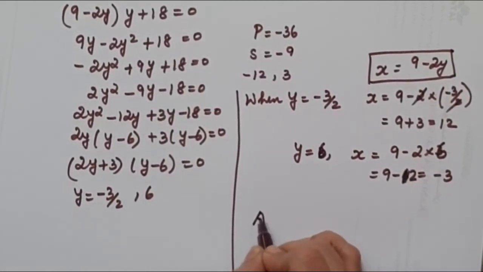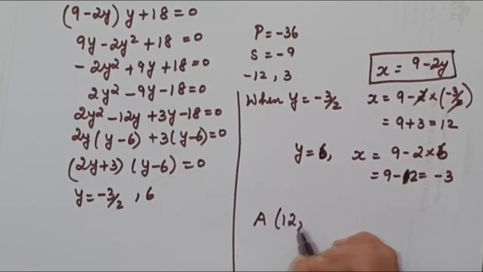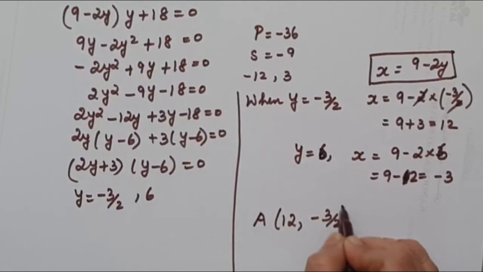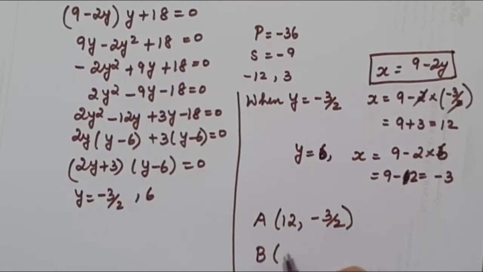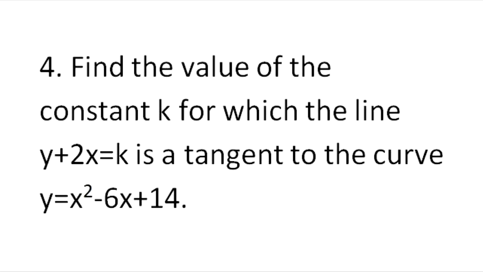So we can write our coordinates of A. A is when x is 12, y is this. So x is 12, y is minus 3 over 2. This is the first coordinate of A. And our second coordinate, that is our B, will be equal to x is minus 3, y is 6. Now the fourth question.